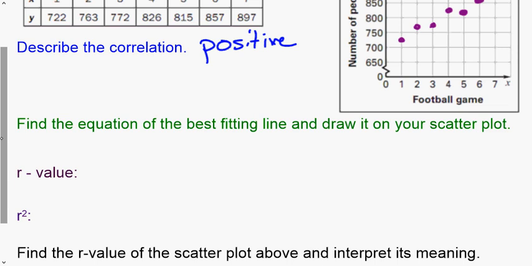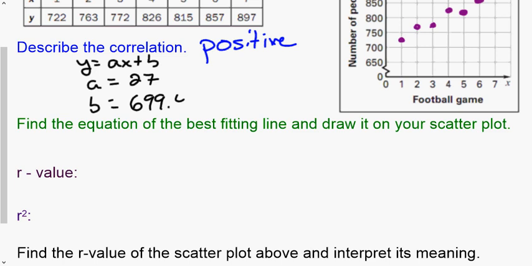And it will say something like, on the top, ax plus b, a equals, b equals. And in this case it will say that a equals 27 and b is 699.43, and so on. Again, we're going to round it. So when we do this, write the equation of the best fitting line and draw it on your scatter plot.